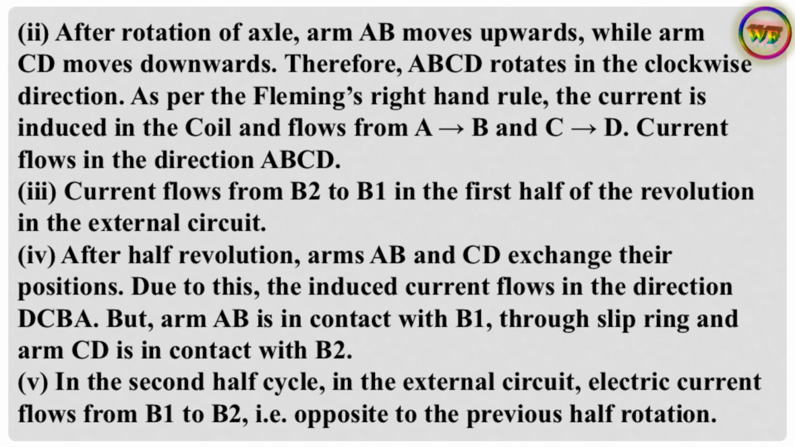But arm AB is in contact with B1 through the slip ring and arm CD is in contact with B2. Point 5. In the second half cycle, in the external circuit, electric current flows from B1 to B2, in other words, opposite to the previous half rotation.